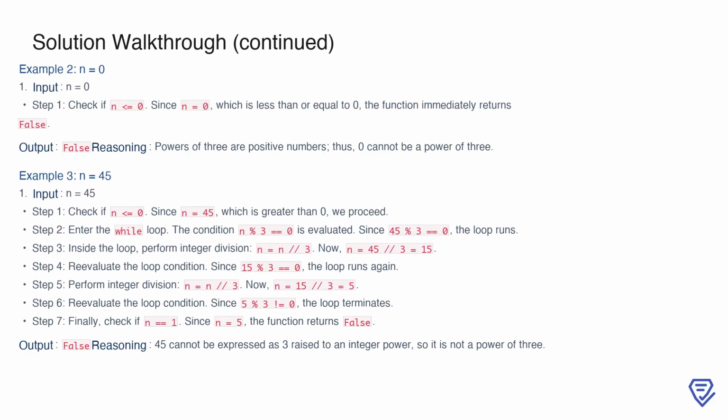Now, let's look at 2 more examples to solidify our understanding. For the second example, n equals 0. The first step is to check if n is less than or equal to 0.